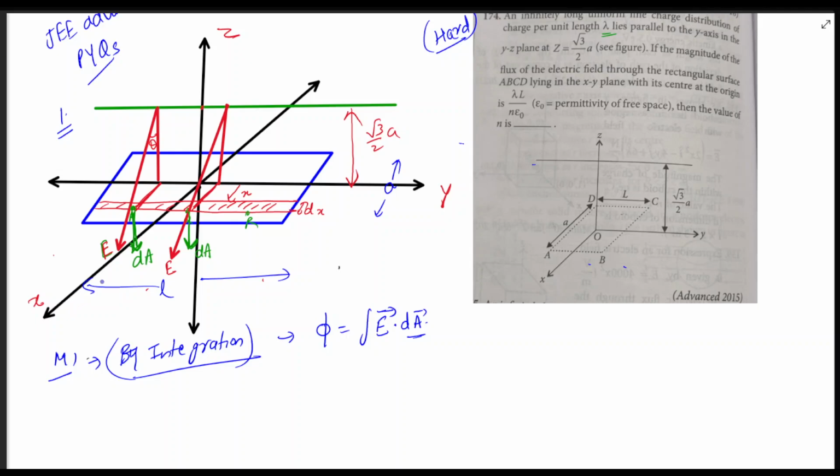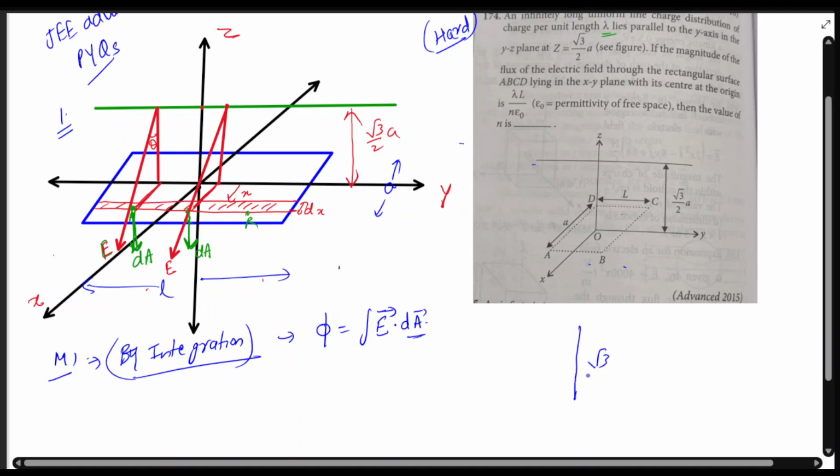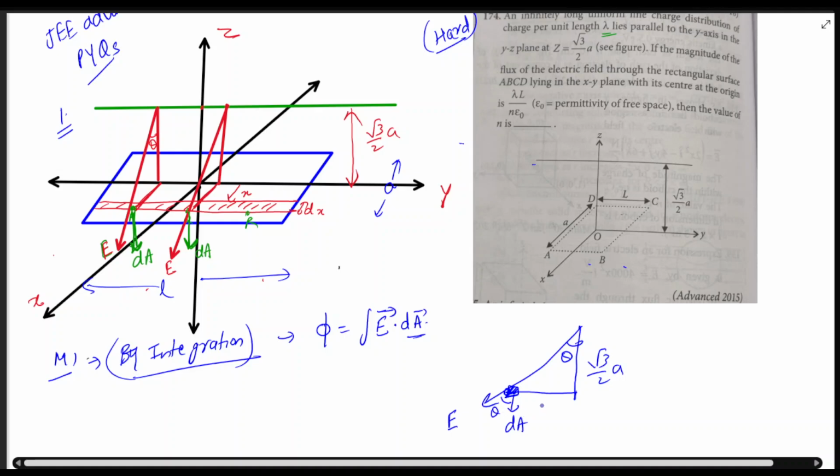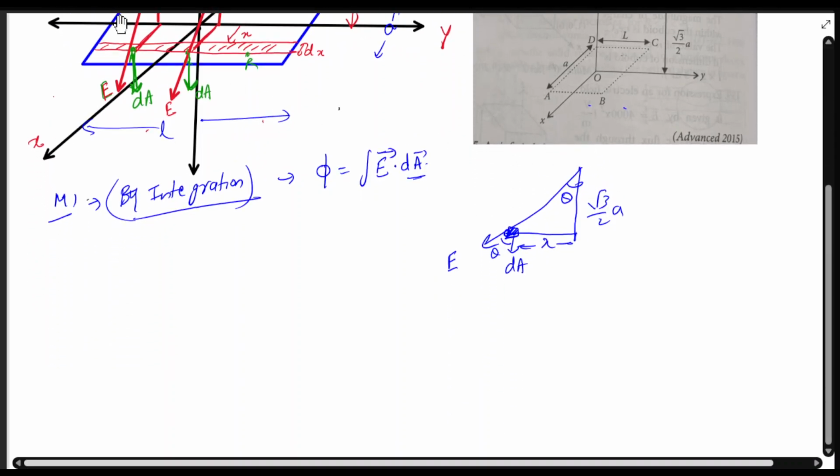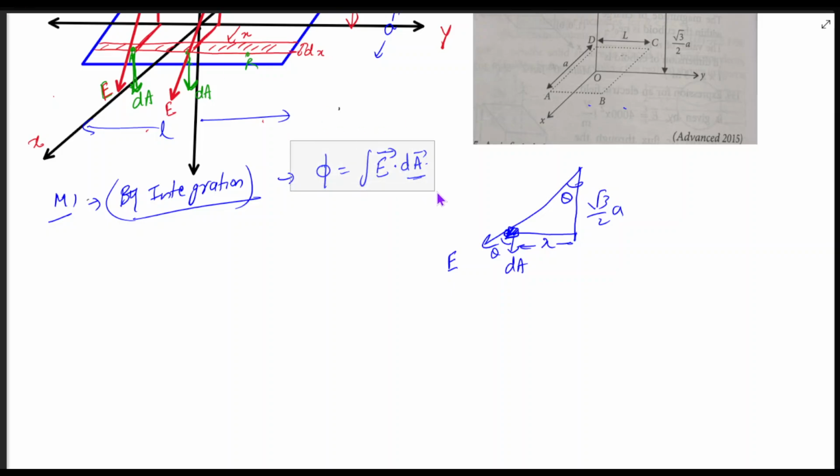Yes, perfect. So let me draw these triangles again. We have this line, which is root 3 by 2a, and we have the electric field in this direction. This is our area, which is in this direction dA, and the electric field in this direction, right? So if this is an angle theta, this will also be theta, and this is our x. Perfect. So let's solve this.